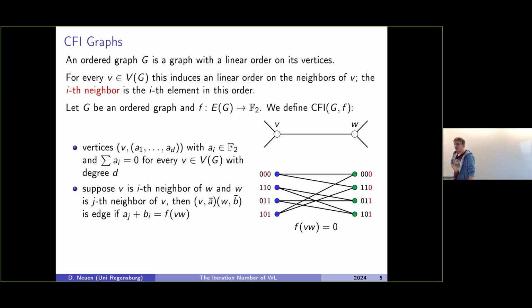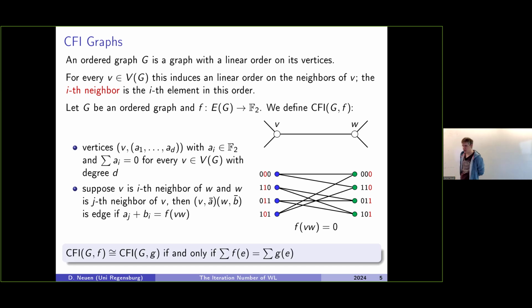Okay, so this is the CFI construction. Well, the property that we get, I already indicated this at the first part of the talk. Two CFI graphs are isomorphic if and only if the sum of the f values, or the sum of these function values over all edges, are the same. So this basically means f of VW equal to 1 corresponds to putting a twist on this edge. And then the isomorphism type is determined by whether the number of twists is even or odd.